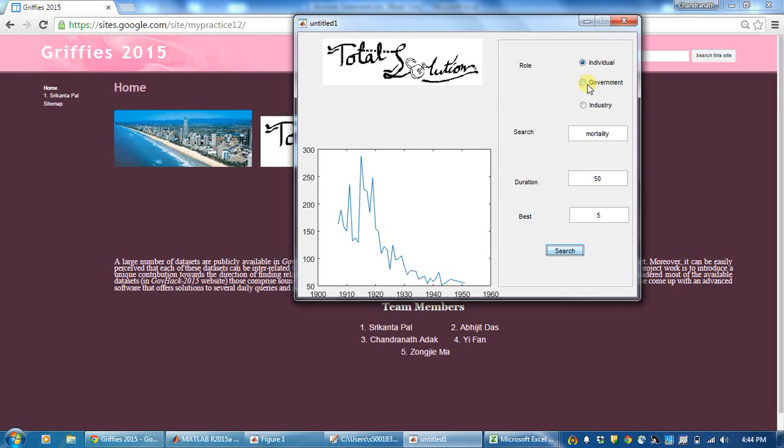We have particularly three roles over here: the individual, the government, and the industry. Now for the government role, maybe we are asking for the mortality rate. What is the mortality rate for these particular years, along with the number of deaths that have happened? Suppose we go for a 50-year duration and maybe the best 5 choices. So here is the graph plot that we can find.